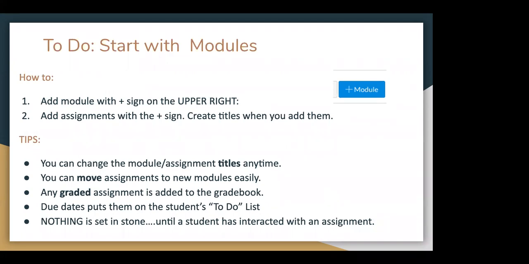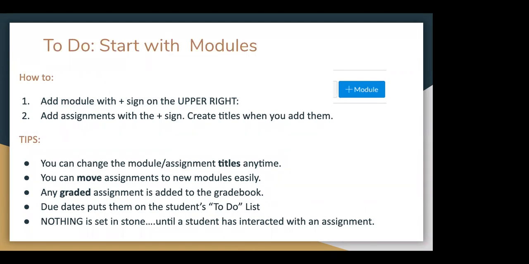Any graded assignment is added to the gradebook. So if you add an assignment and it doesn't have any grade or points in it, it won't be in the student gradebook. So you need to make sure you make it graded in some way. We'll talk about options for that in a minute, in order for it to show up in the student gradebook. And if you add a due date on an assignment, it puts it on the student's to-do list. So you need to make sure you add a due date if you want students to see it. And again, that can be adjusted, but it does put it on their to-do list if you add that.